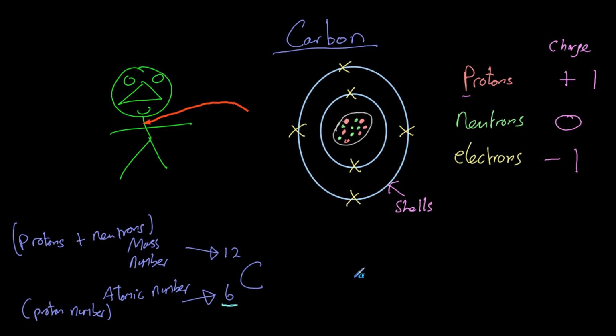By the same token, the only element with a proton number of 1 is hydrogen. So that is hydrogen, this is also hydrogen, and this is also hydrogen. So you can have different mass numbers which tell you how many neutrons you've got, but the proton number tells you specifically which element that you are dealing with.